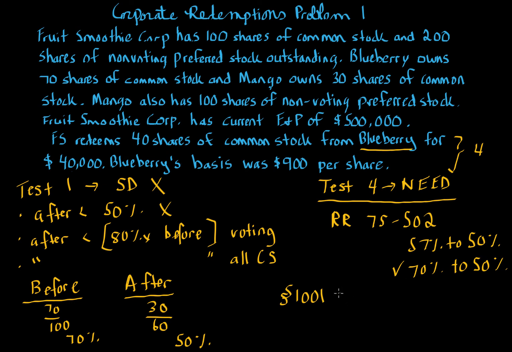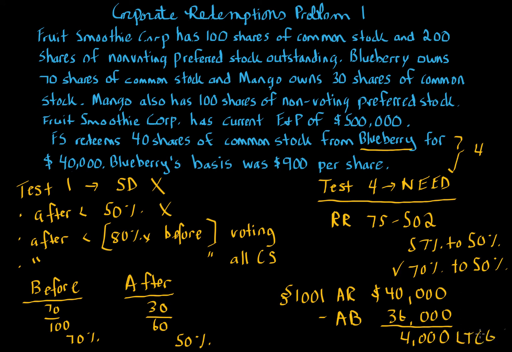So the amount realized is going to be the amount received, which is $40,000, minus the adjusted basis, which is going to be the 40 shares redeemed times the $900 per share. So that's $36,000. We have a $4,000 capital gain. Let's assume that Blueberry has held the stock for more than a year. Again, you'll be given that if you're taking a test or a problem. So that's a long-term capital gain of $4,000.